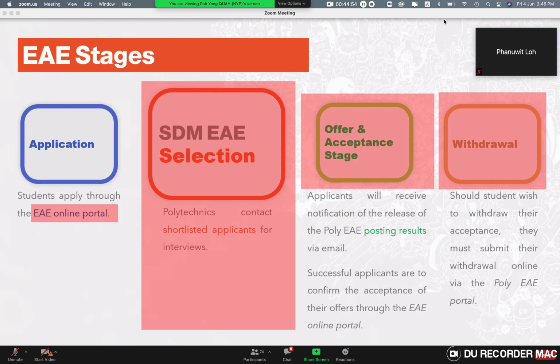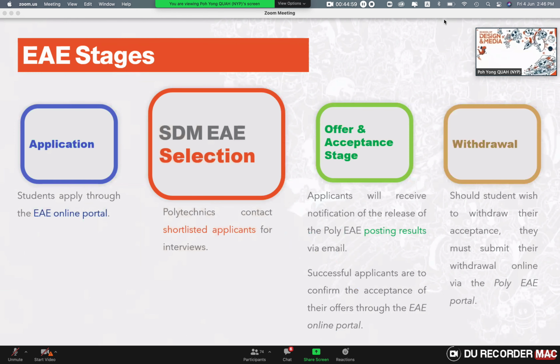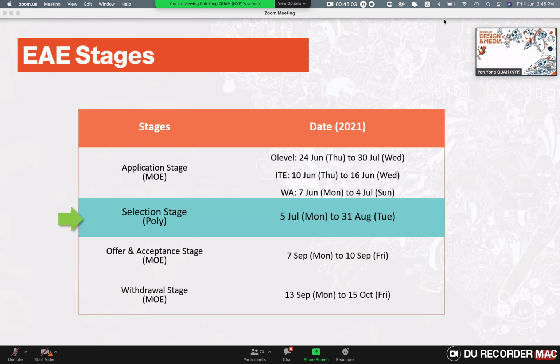So let's take a look at the dates. These are very important. The application date for you is the 10th of June. Very fast, huh? Basically, you can make three choices.